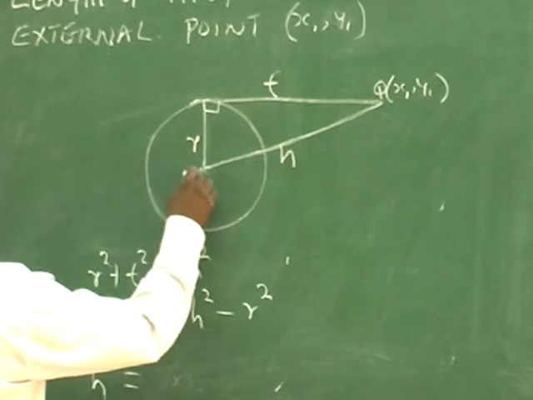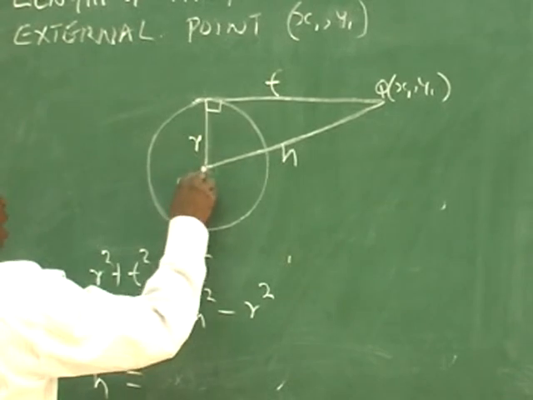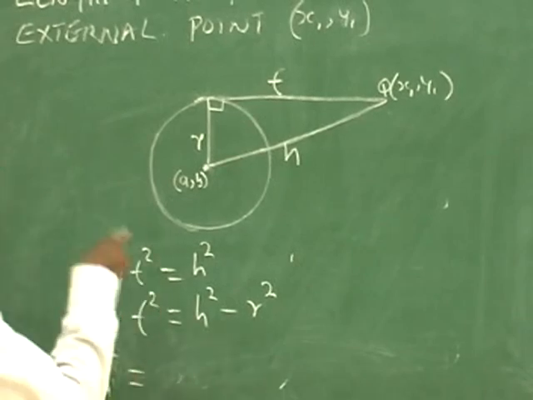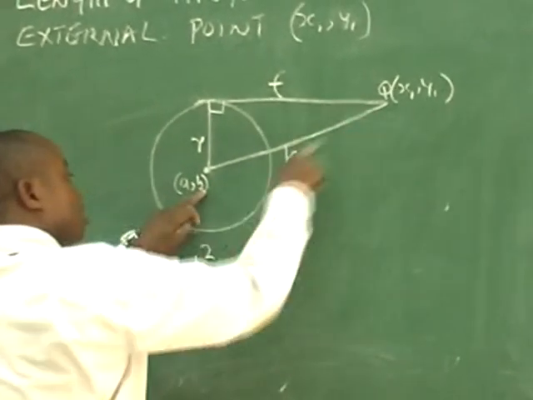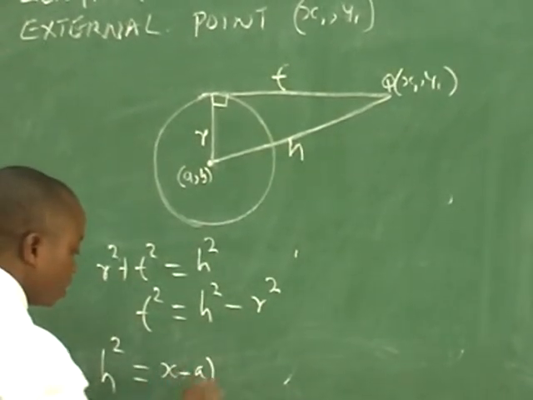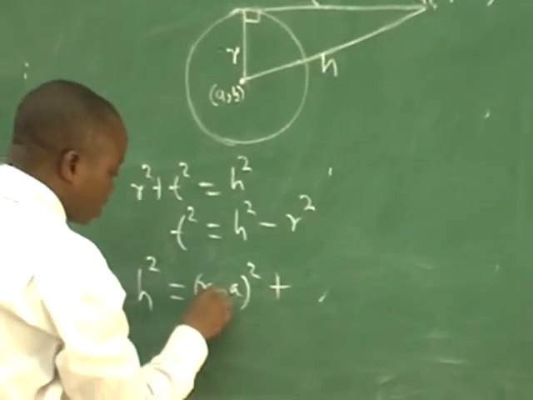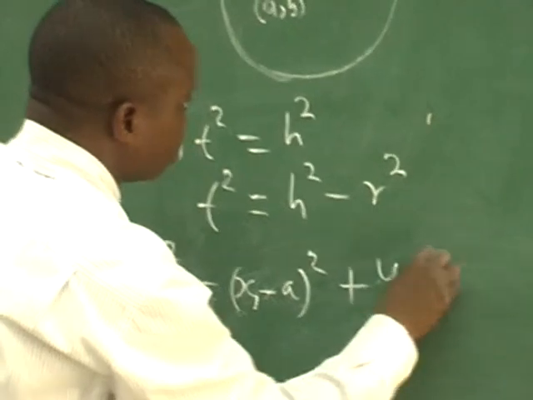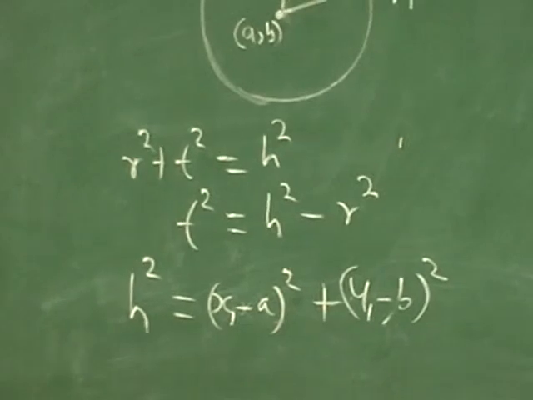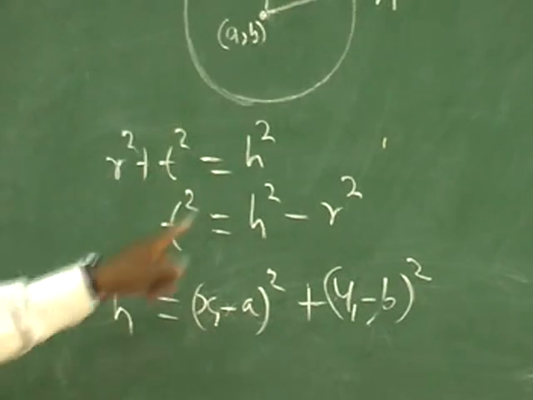You know, if I have a coordinate here, this is the center. So let me get coordinates, say A and B, at the center. Then that means only H squared, that is this side, will give me x1 minus A squared plus y1 minus B squared. Yes. So that if I use this now, I can get the tangent. See my tangent here.